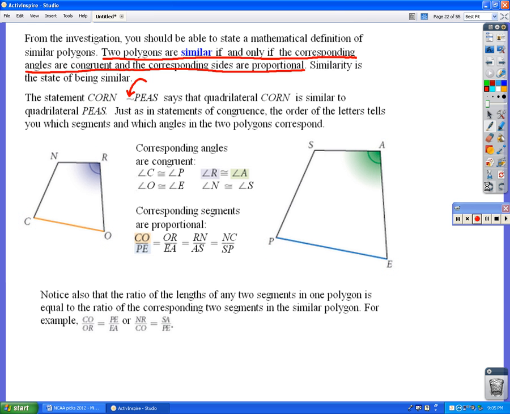So for example, if I take the first two letters in the shape CORN, CO, then that means that this side corresponds to this side over here. And they have the proportions set up right there. Since we know that they're similar, I know that if I take the length of side CO and divide it by the length of side PE, I'll get the same answer as if I take the length of OR and divide it by side EA, or if I take side RN and divide it by side AS, or finally if I take side NC and divide it by side SP.